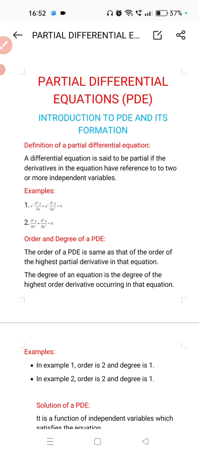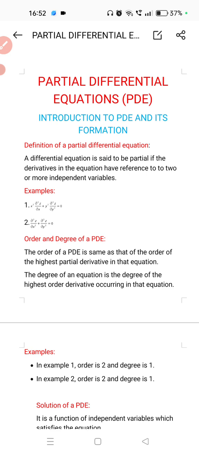That means in the case of a partial differential equation, there will be two or more independent variables and only one dependent variable. Coming to the second example, dou square z by dou x square plus dou square z by dou y square is equal to 0. Here also it is the same case. Here z is the dependent variable, which is present in the numerator part, and x and y are the independent variables.